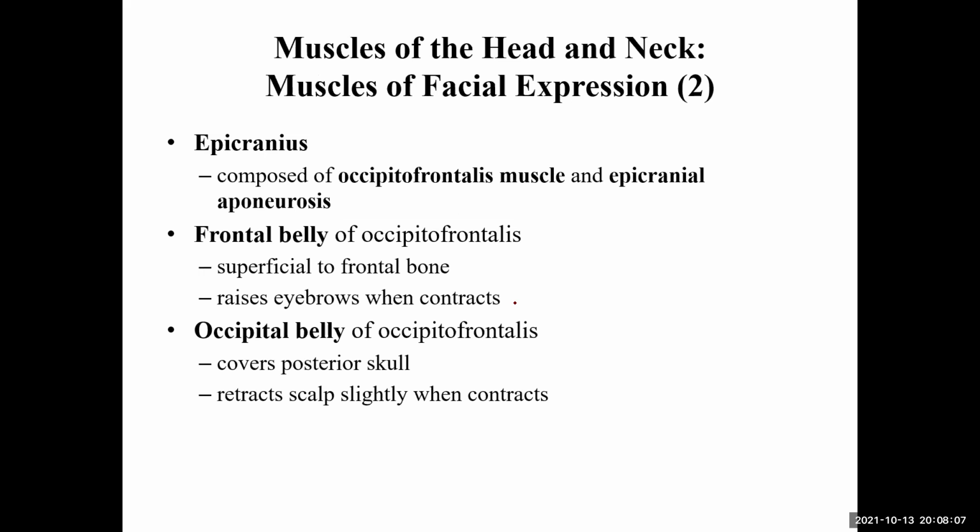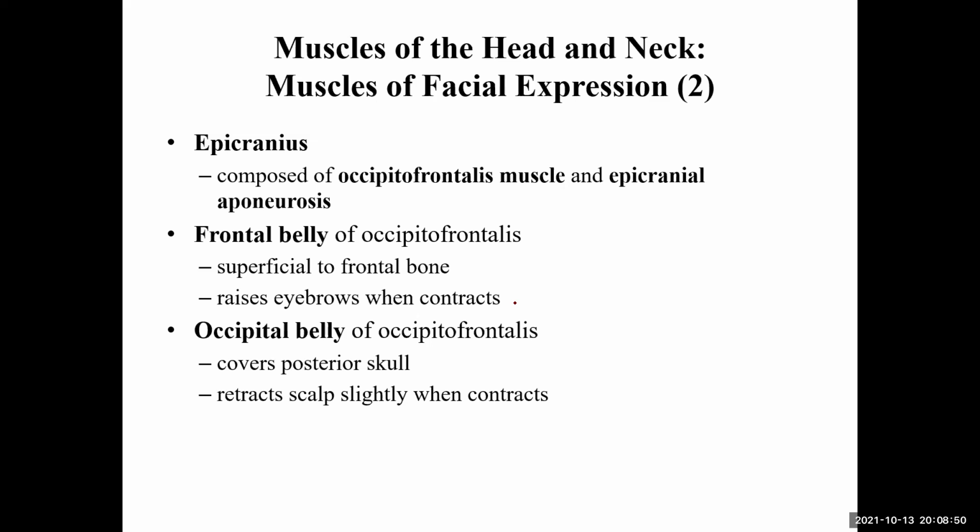So the first muscle I'd like to talk to you about is called epicranius. Now this muscle is composed of muscle tissue and another type of connective tissue. The muscle itself is called the occipital frontalis muscle. Part of the muscle sits on your forehead, and the other part sits on the back side of your head. It's connected by a thin sheet of connective tissue called the epicranial aponeurosis, or the galea aponeurotica. I'll go over this when we start to label.